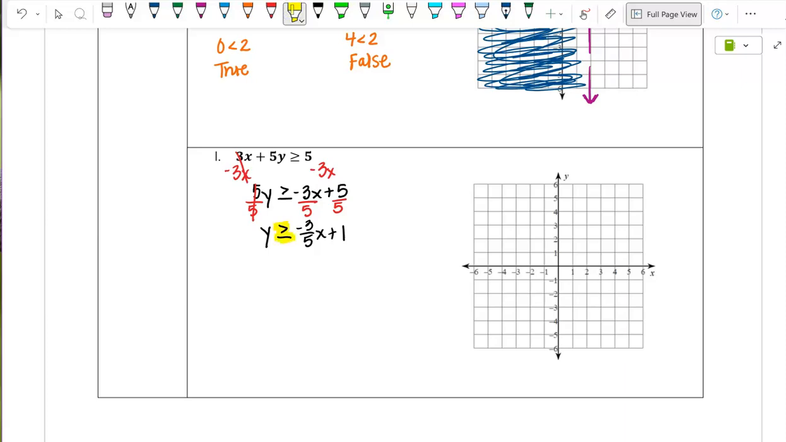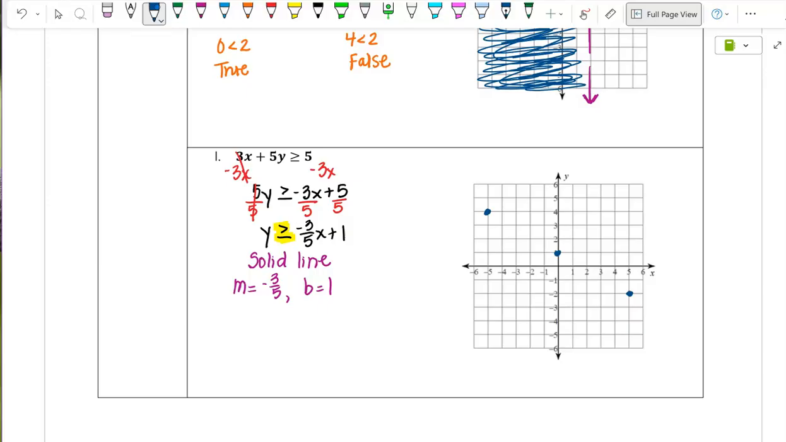And again, because it's a greater than or equal to, this is going to be a solid line. My slope is negative 3/5. My y-intercept is 1. So I graph my line. I start at positive 1 on my y-axis. I go down 3, 5 to the right. Again, since I can't repeat that on the right, I go back to the y-intercept and go up 3, 5 to the left.